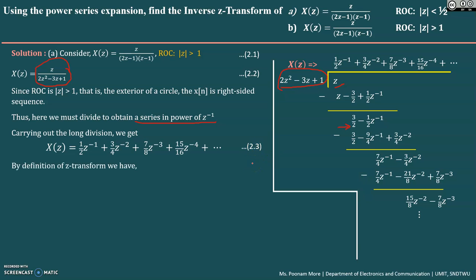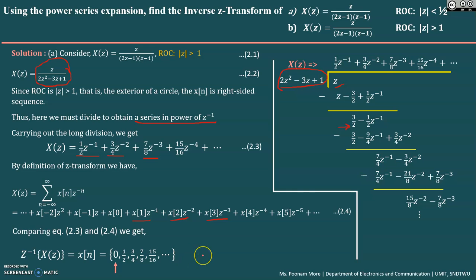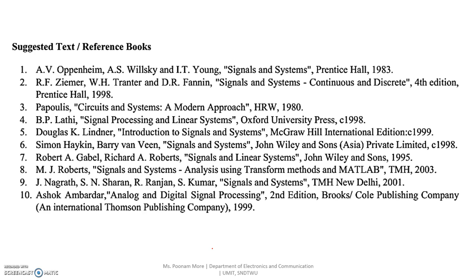But we also know that x of z can be expressed as the summation of x of n into z raised to minus n by using the definition of the Z transform. Therefore, by comparing the coefficients of the respective z powers, we will get the values for the respective x of n sequence, which are right-sided sequences as expected. Thank you.